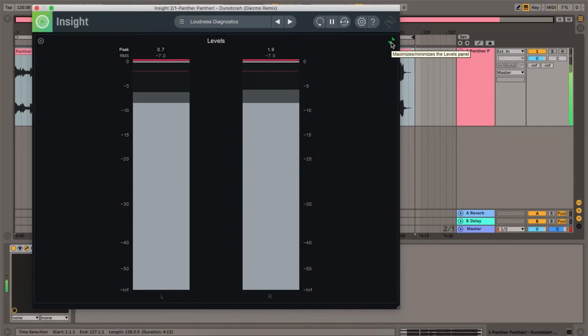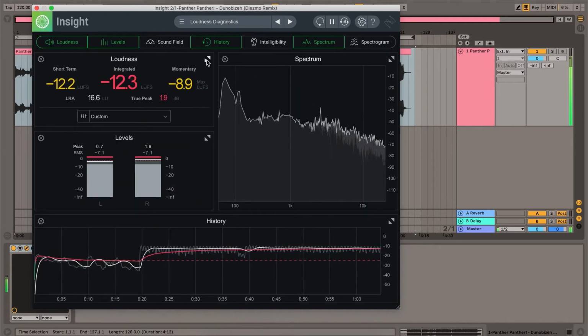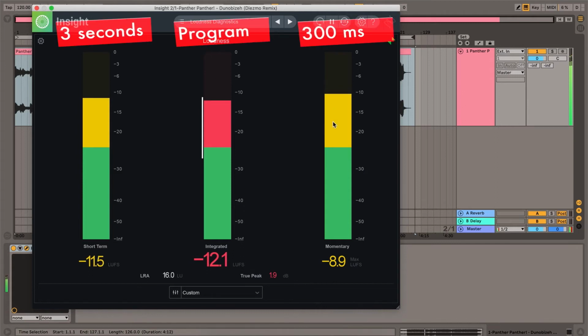You're probably wondering, how does this get me better mixes? For this, let's see a few examples together. To demonstrate this, we will use Insight 2 by Isotope. You can see the plugin has a number of windows. For now, we will focus on those 3 meters. There are 3 types of measurements.